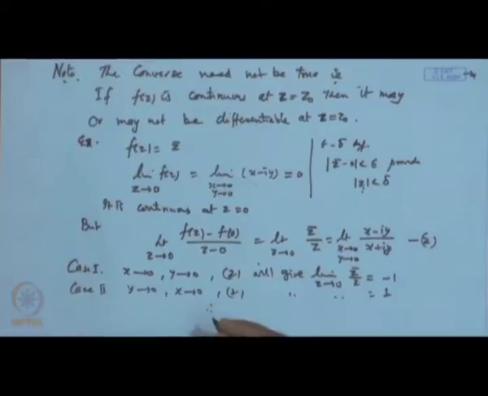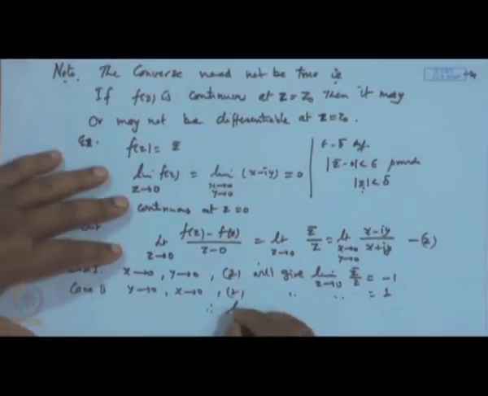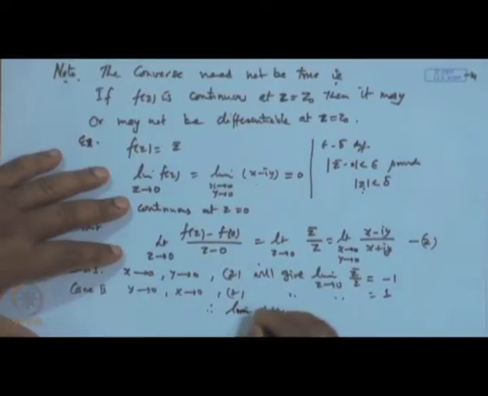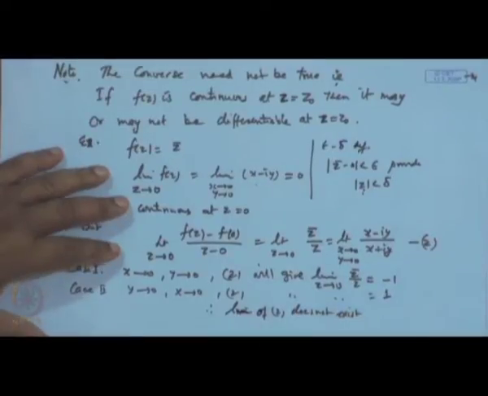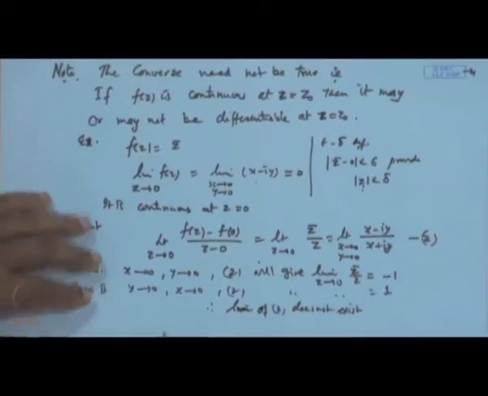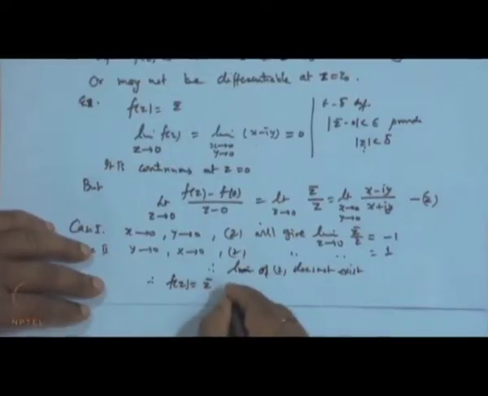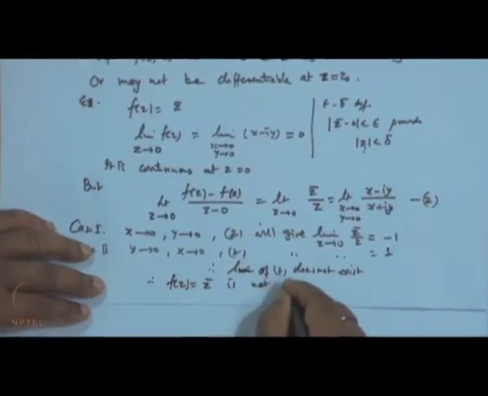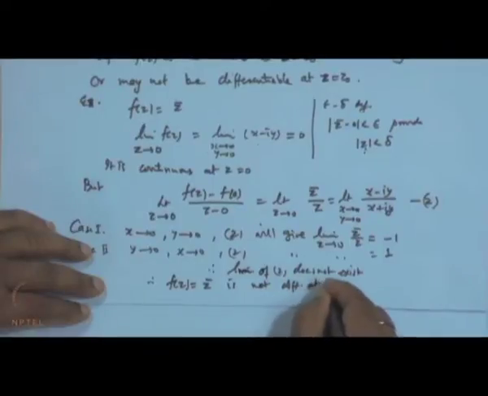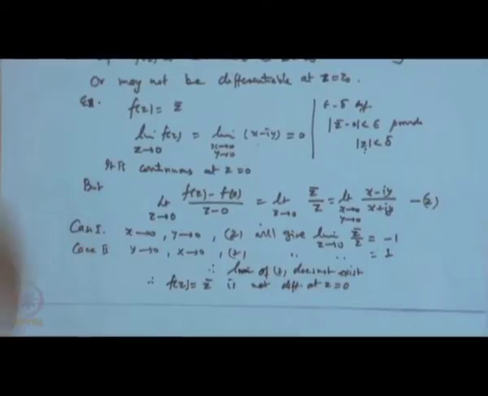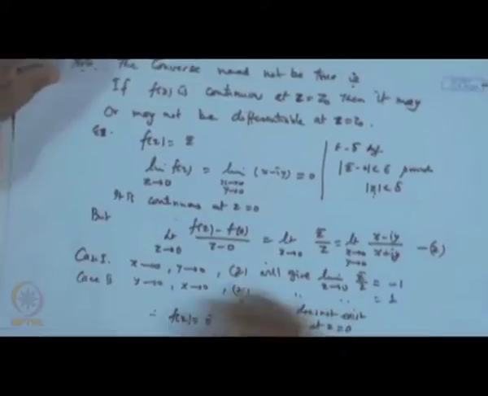So the limit varies when the path changes. Therefore, the limit does not exist. The limit of this expression does not exist, so it is not differentiable. So f(z) equal to z bar is not differentiable at z equal to 0. Okay? That is it. So the converse need not be true always.